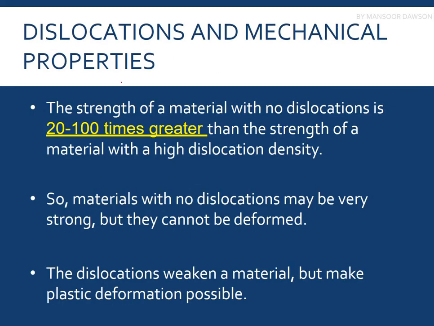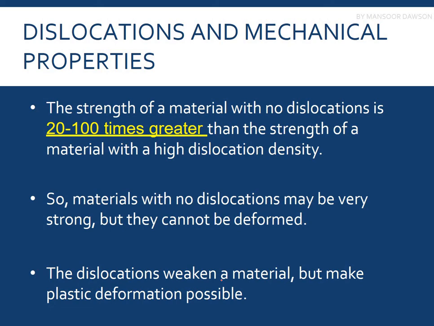Dislocations and mechanical properties. The strength of a material with no dislocations, or a material which has a very perfect crystal structure or is a single crystal, is 20 to 100 times greater than the strength of a material with a higher dislocation density. But in reality, a material with no dislocations does not exist, and if you try to make it, it's very difficult, and we cannot do it commercially. So the dislocations weaken a material but make plastic deformation possible.